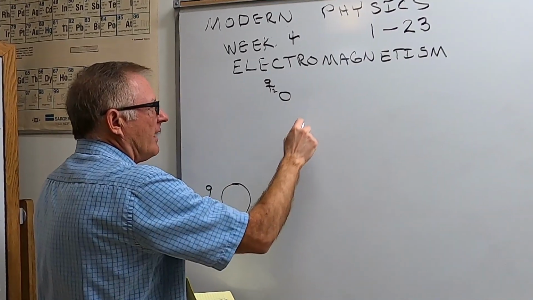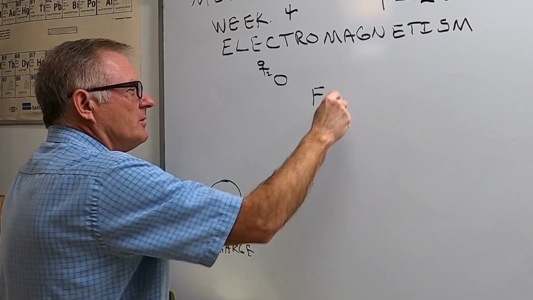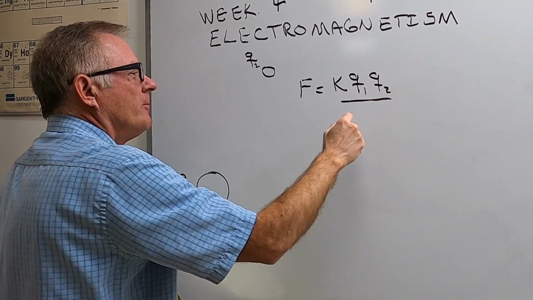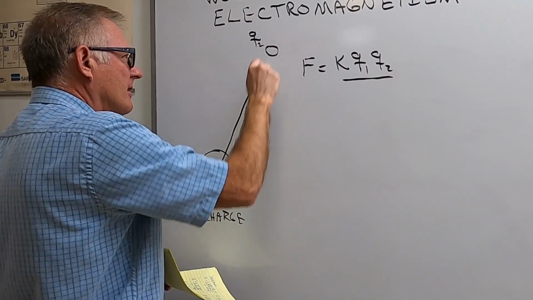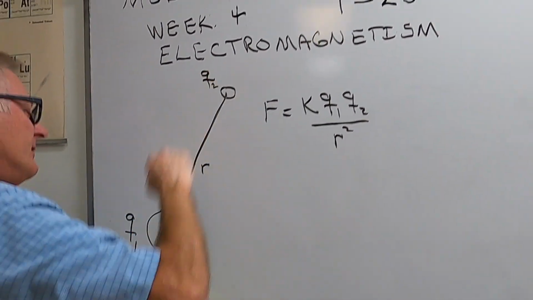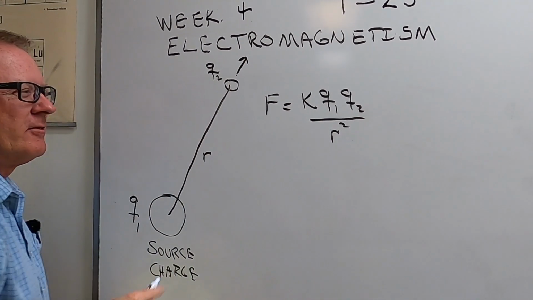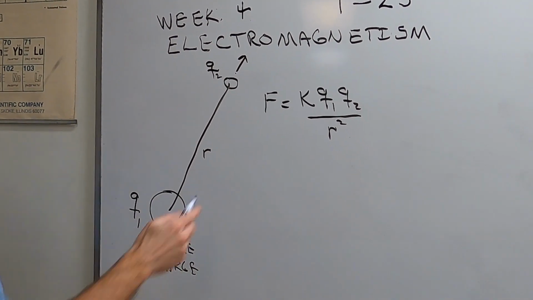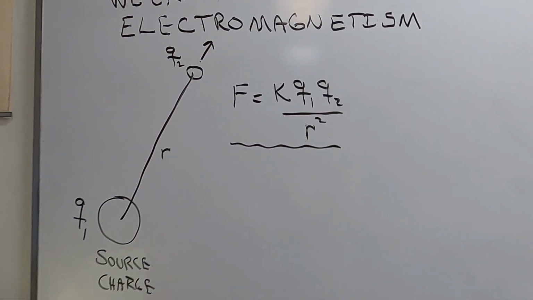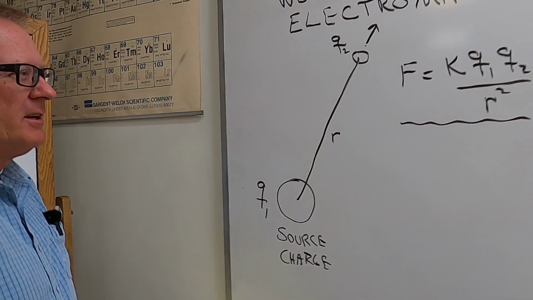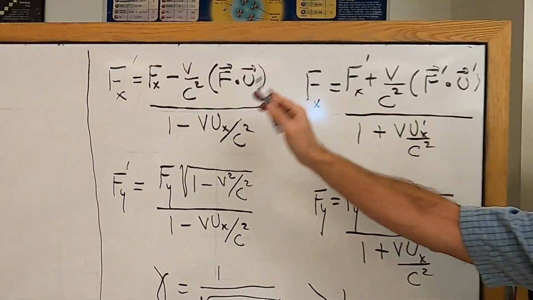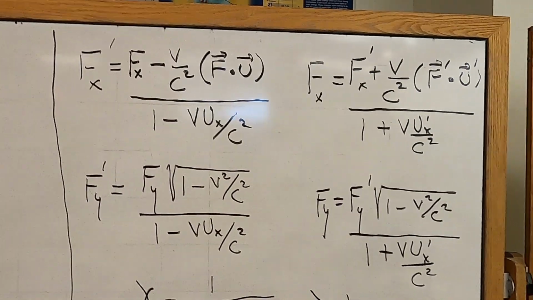We already knew that force, which was K Q1 Q2 all over the distance R squared. And if these are both positive charges, the force would be trying to repel the two, right? But you'll notice that here's the equation for the force. If this is Frank's frame, if we were to go to Mary's frame, we have to go through a transformation, and the force can't be the same as this.